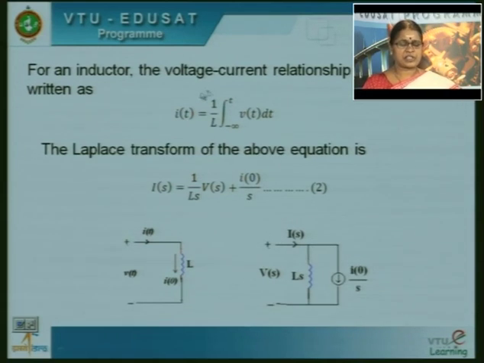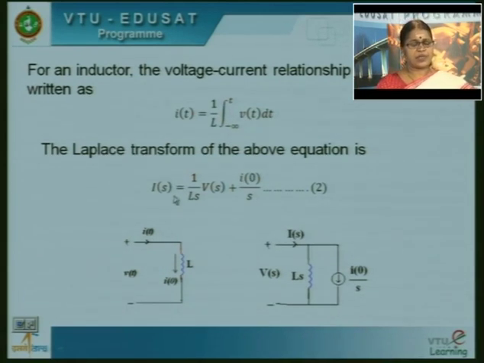So, if we take the Laplace transform of this equation, we know the Laplace transform of an integral, if it is the Laplace transform of V of t, is V of s by s plus the value of the integral evaluated at t equal to 0. That is nothing but I naught by s.